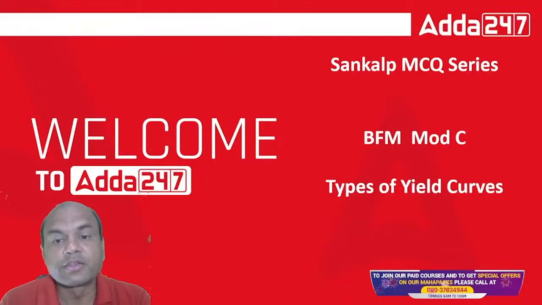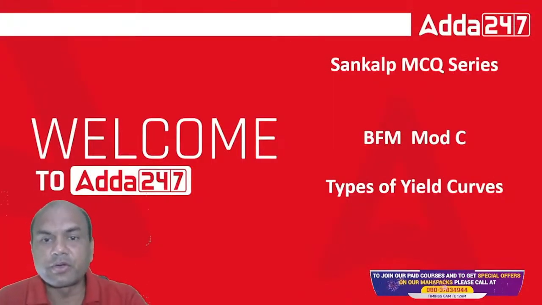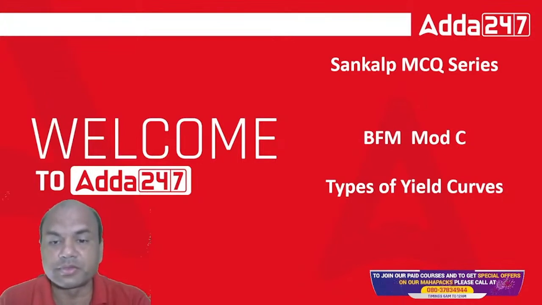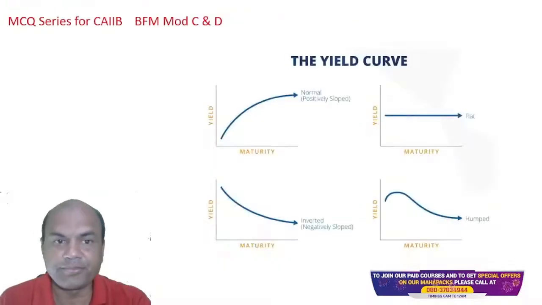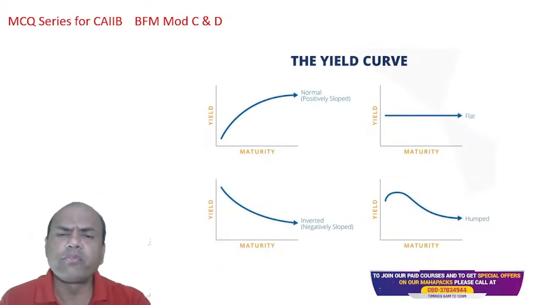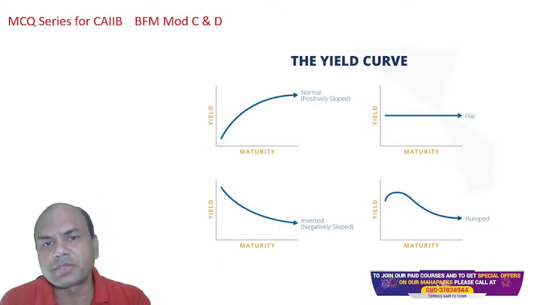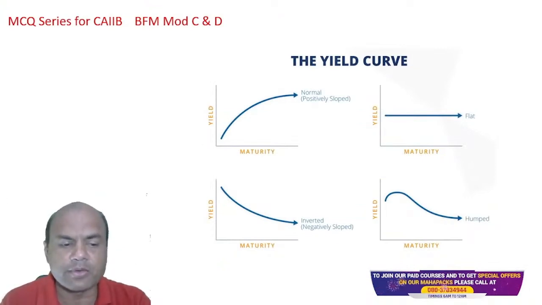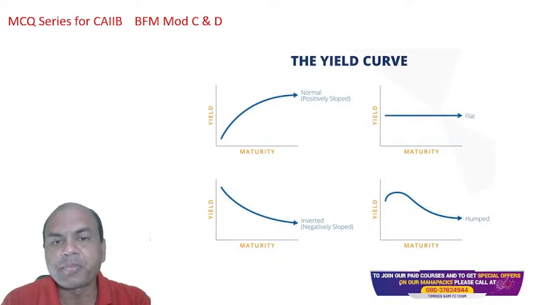So let's move on immediately. Today I'll be covering different yield curves, types of yield curves, and then the questions on that. Very important part from your exam perspective. Yield curve. There are 4 types of yield curves. Always remember. One is the normal yield curve. Normal means what? Let me explain this.